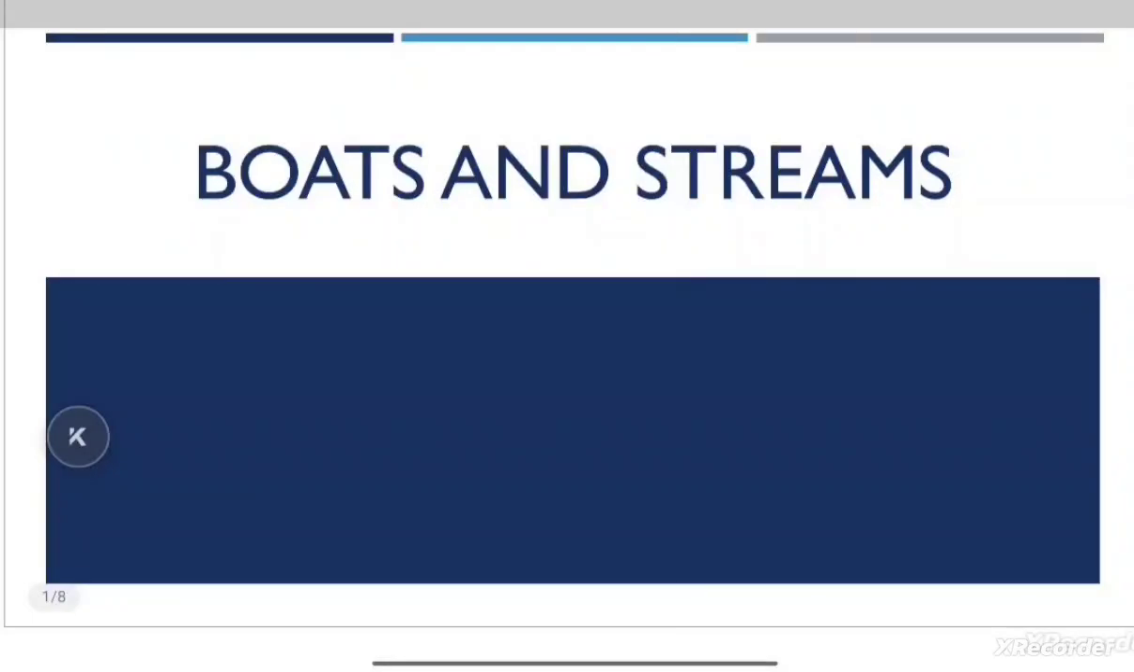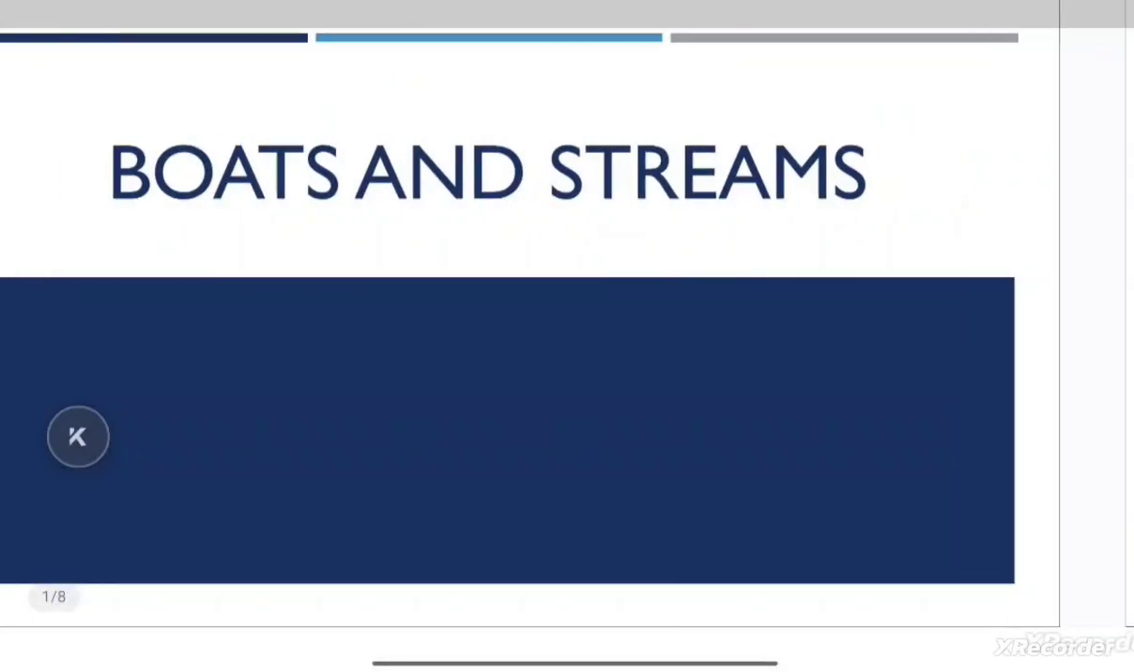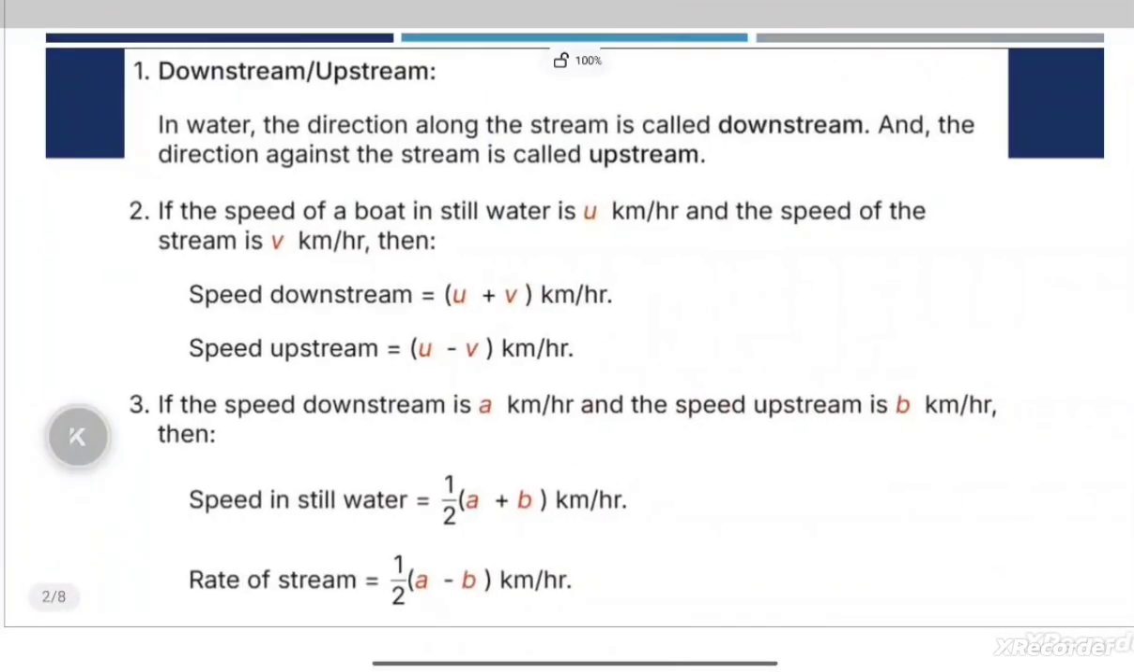So this class is about boats and streams. For boats and streams, it is necessary for you all to know these three definitions. Okay, the first one is in water, the direction along the stream. So you have a stream. The direction along the stream is called your downstream, and the direction against the stream is called your upstream. Okay, so the first thing you have to know is what is downstream and what is upstream.